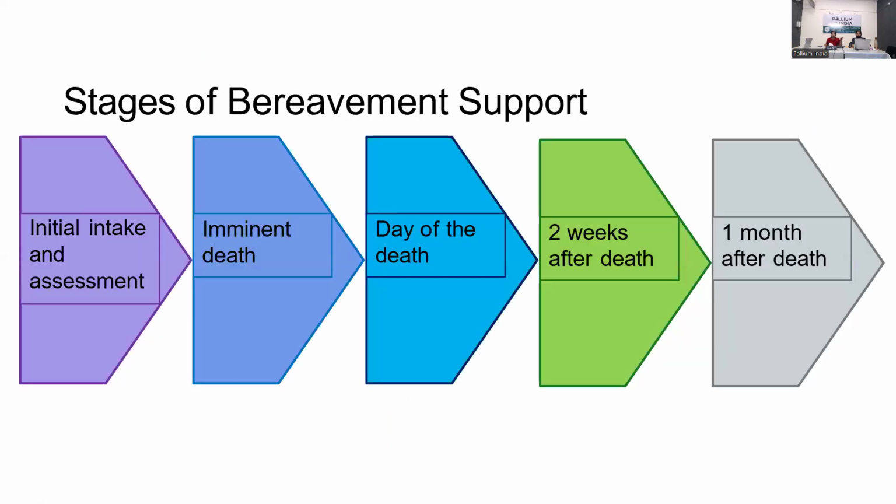So an initial assessment is taken. We'll assess for suicidal risk or anything like that. Then imminent death, when we know that the condition is deteriorating and there are only a few days left, so we'll inform the family members and make them prepare. We'll assess for suicidal risk or any other risk behaviors. And then there is the day of the death, when the aspiration and gasping take up, and we know that death is going to happen, and death happens.